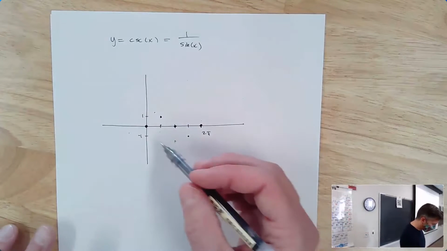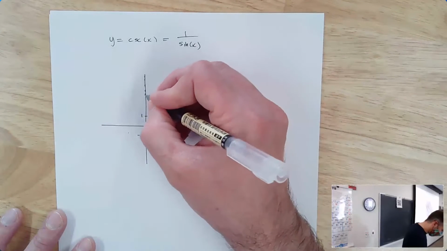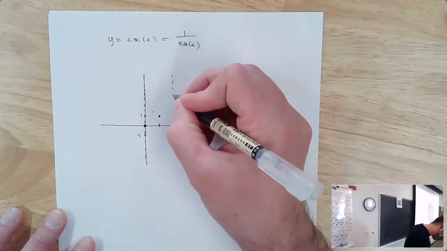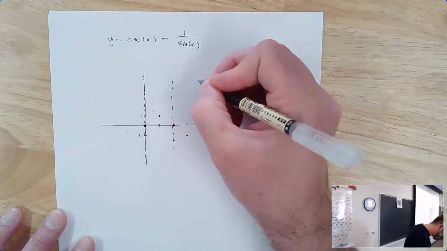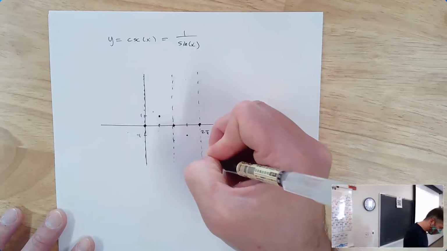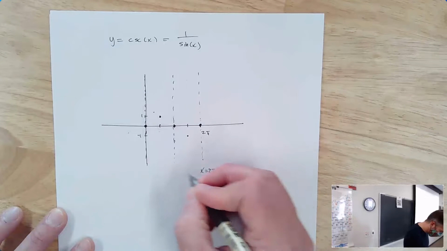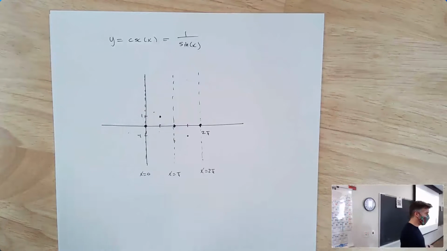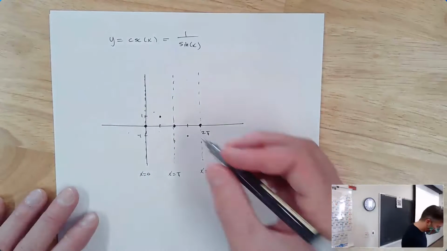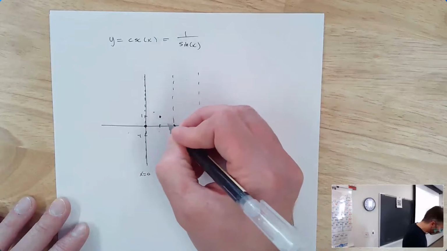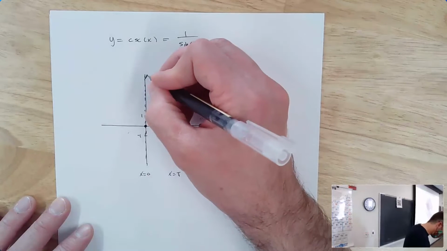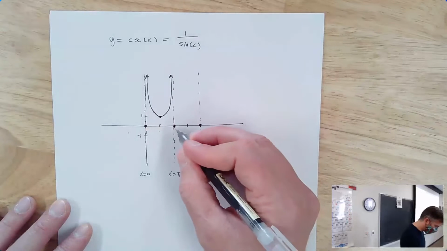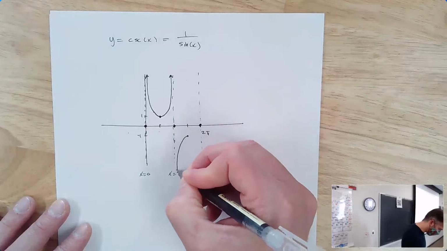I'm going to say, well, if sine is 0, cosecant is going to have a vertical asymptote. I'm going to have vertical asymptotes at x equal to 2 pi, x equal to pi, x equal to 0. Really, x equal to every multiple of pi would be a vertical asymptote here, right? If you kept going. And then here, instead of going down like that, we're going to go up, up, and away like that. And here, instead of going closer to the x-axis, we're going to go away from the x-axis.